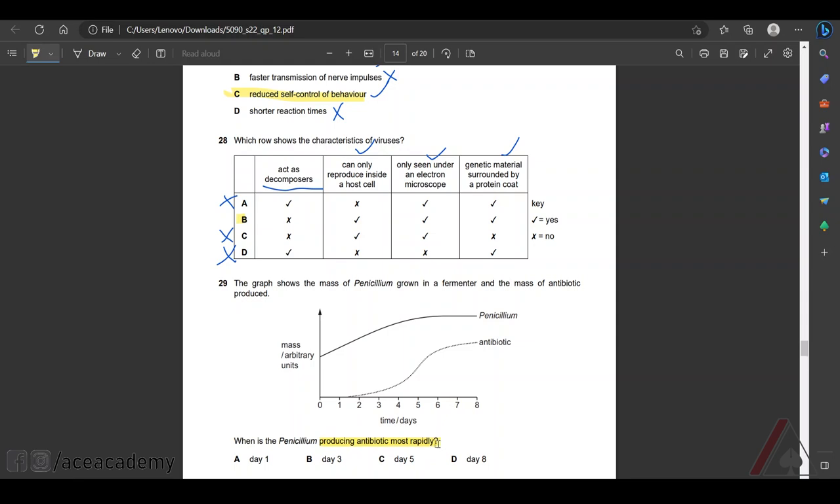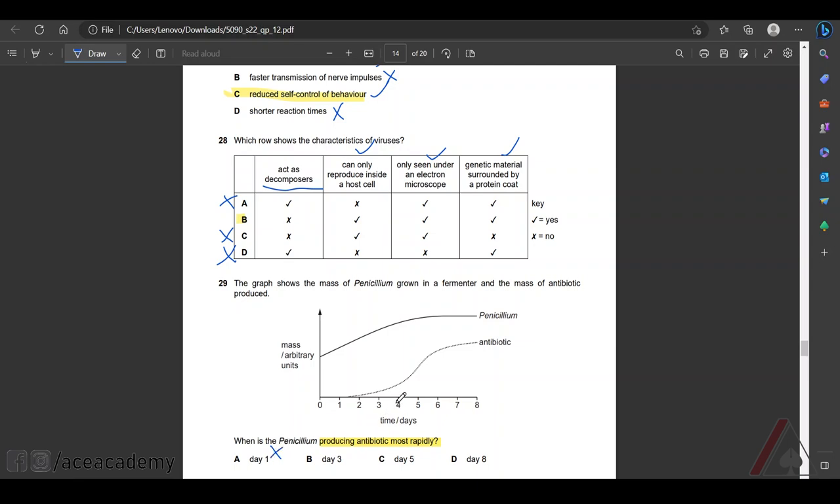So here the question asks us which day the rate of antibiotic production is the highest. One simple way we can tell that is by judging the gradient on the graph at each day. Each day that is mentioned in the options, so option A says day 1. The gradient over here is roughly 0. Mass of antibiotic produced is 0, so no, it can't be our answer.